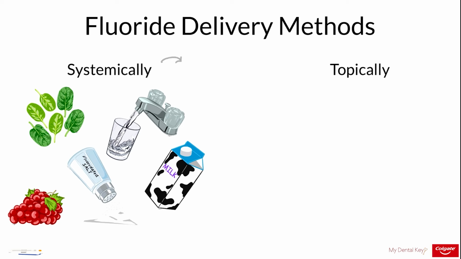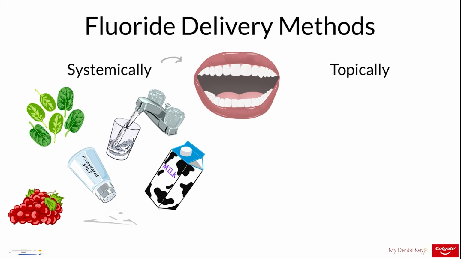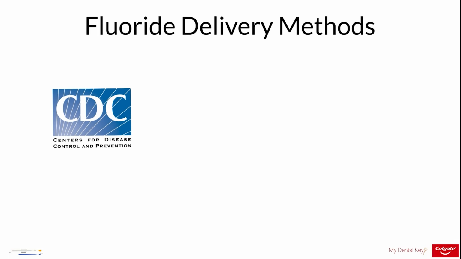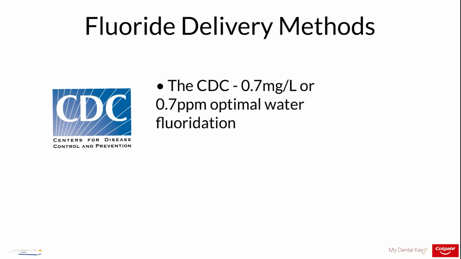The systemic delivery of fluoride can be absorbed into the bloodstream and then incorporated into the developing teeth. These systemic delivery methods of fluoride can also have a topical effect. When the fluoride is in contact with teeth, it can have the benefits as discussed in the mechanism of action of fluoride earlier. The CDC recommends that 0.7 milligrams per liter, or 0.7 ppm, is the optimal water fluoridation level.